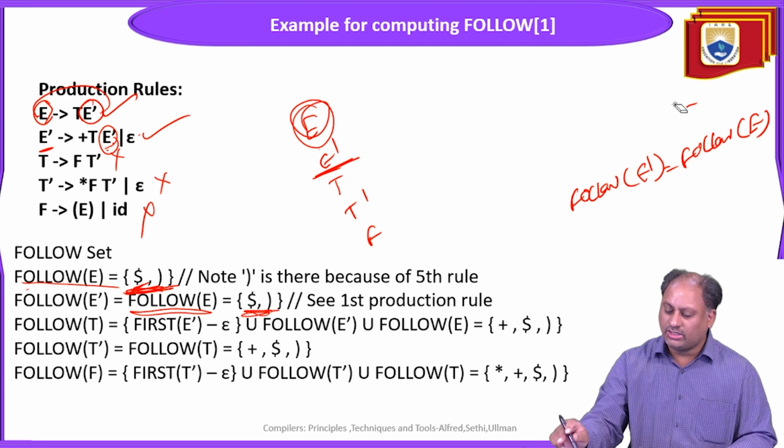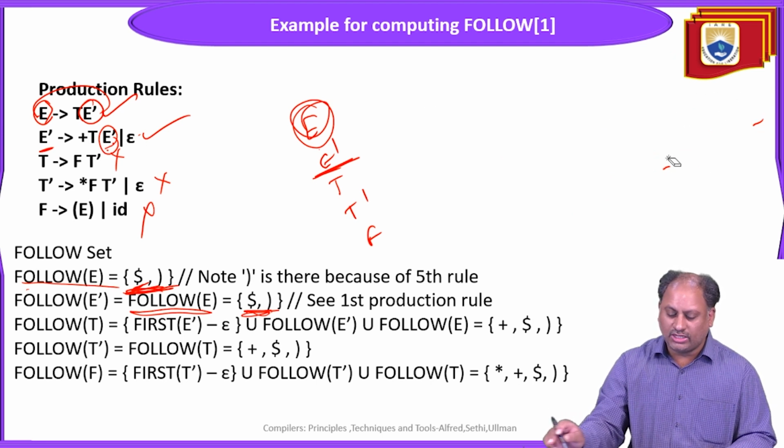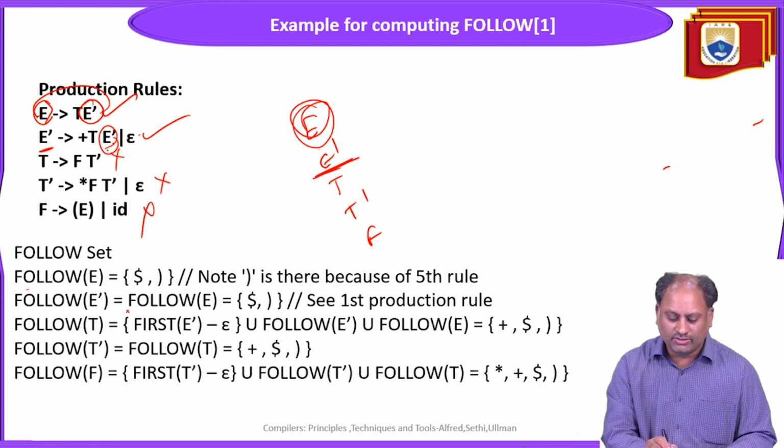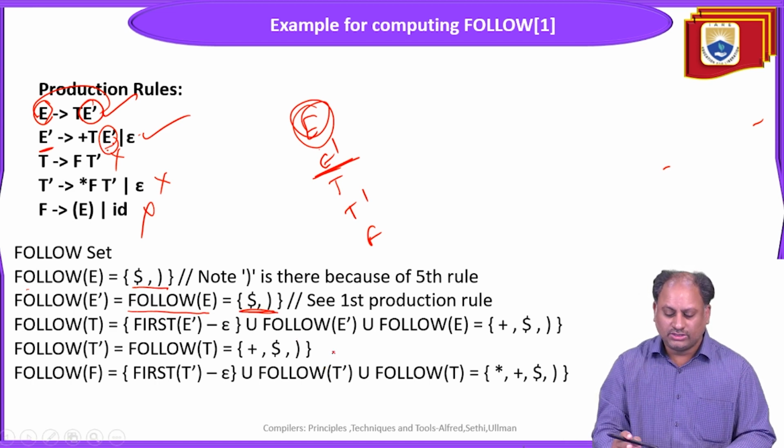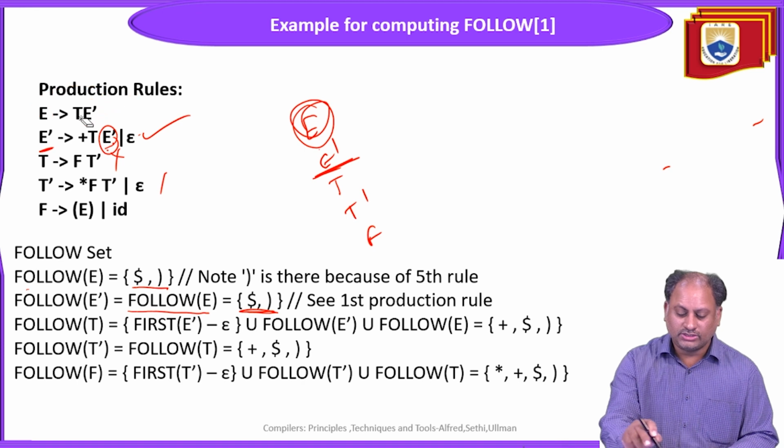So what is E? We already calculated E in the previous results. Follow of E is dollar and right parenthesis, so we include the result as dollar and right parenthesis. In that way, we have computed the second one also.